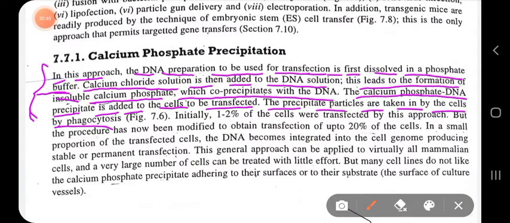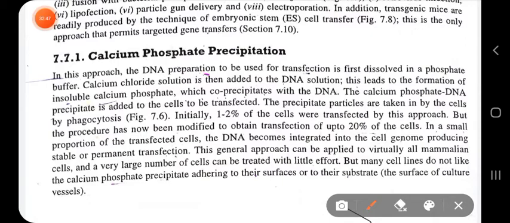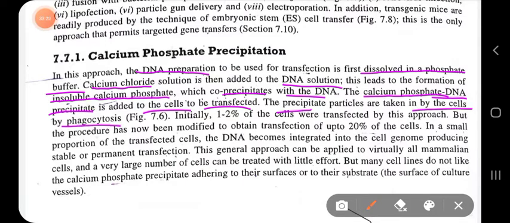So again I repeat. First we prepare our DNA. It is dissolved in phosphate buffer. Then calcium chloride solution is added to the DNA solution where the phosphate buffer is there. It leads to the formation of an insoluble calcium phosphate. That insoluble calcium phosphate co-precipitates with the DNA and forms calcium phosphate DNA precipitate. Now this calcium phosphate DNA precipitate is added to the target cells, where we want to introduce our desirable DNA. Now those precipitate particles are taken in by the cells by phagocytosis, right?